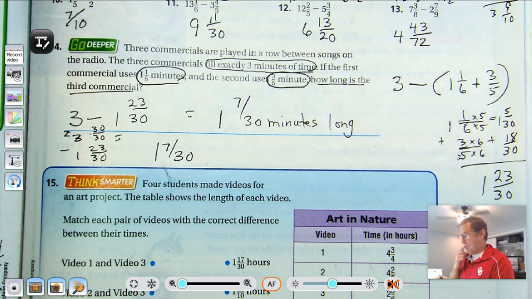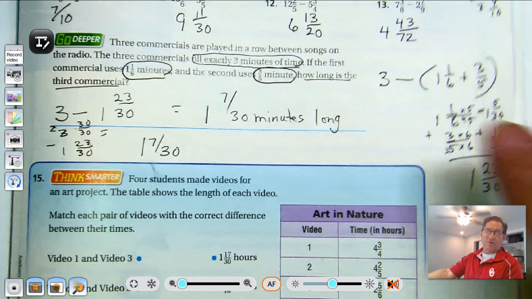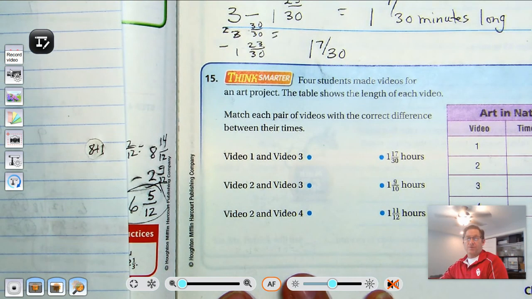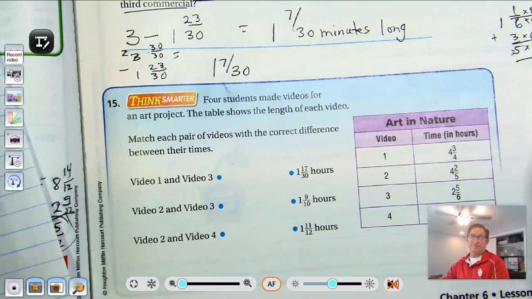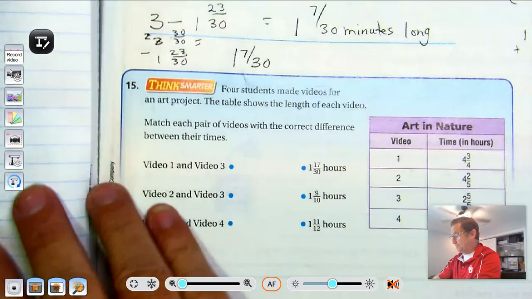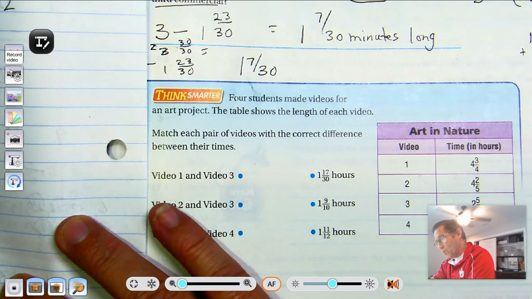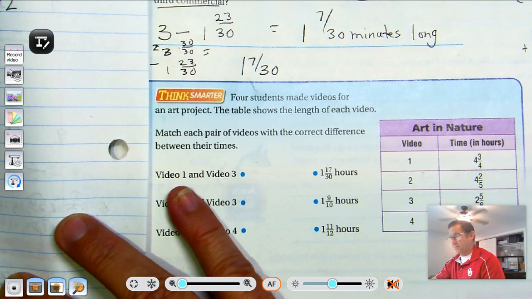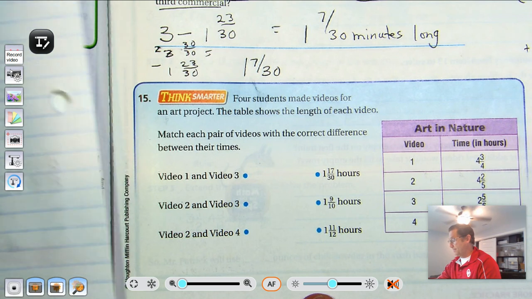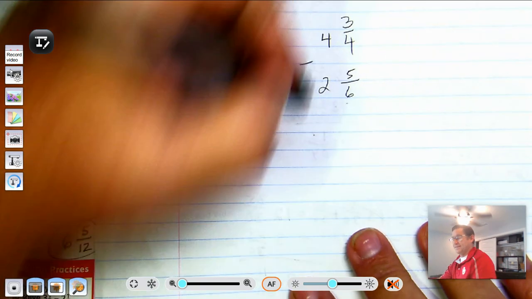And 15. 4 students made videos for an art project. The table below shows the length of each video. Match each pair of videos with the correct difference between their times. All right, so we have to compare video 1 and video 3. Video 1 is 4 and 3/4 hours. Video 3 is 2 and 5/6. All right, so we need to find the difference between those.